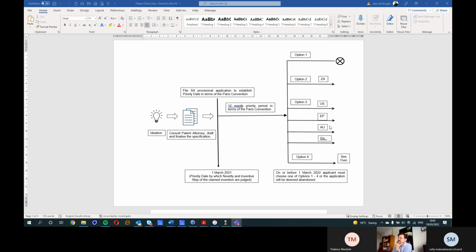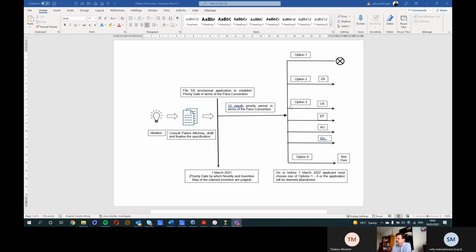It resulted in a huge amount of work, because you had to prepare all these applications and get them in the post and fax them across the world and say, you've got to file it on or before 1st March 2022. And that was a nightmare.